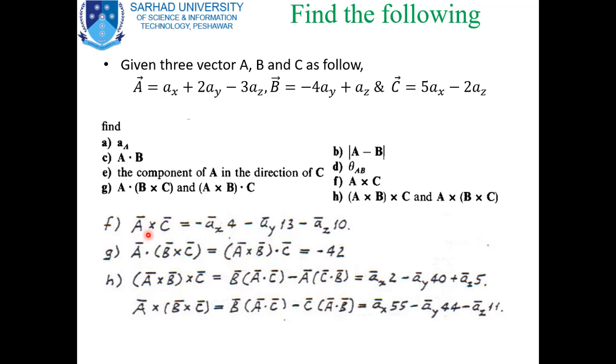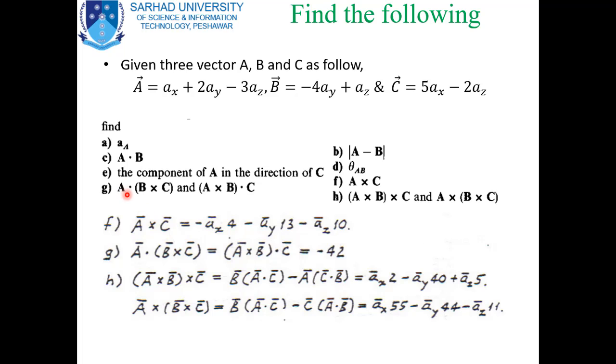Then we will expand the determinant by the first row, and our answer will be equal to minus 4ax minus 13ay minus 10az. So this is the cross product of two vectors, or the vector product of A and C.